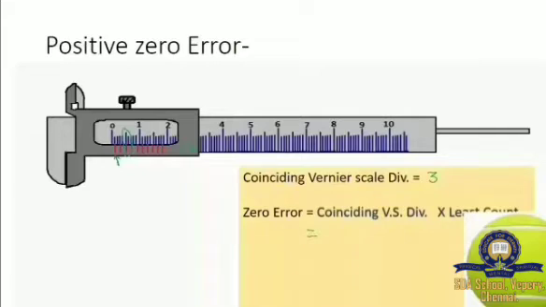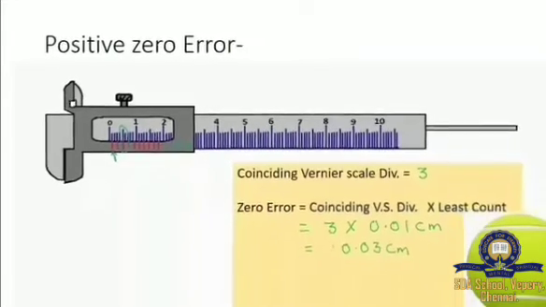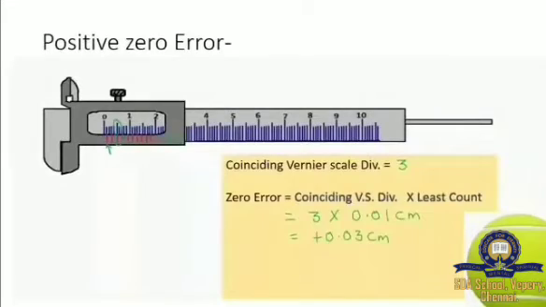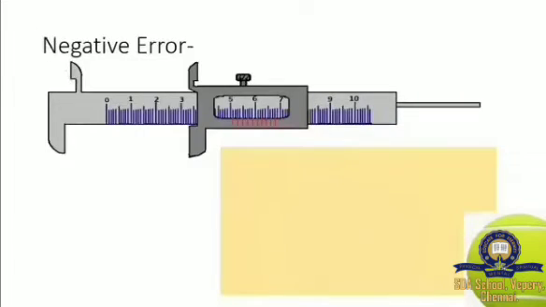Now to find zero error, multiply this coinciding division by the least count. So 3 times the least count of the vernier scale, which is 0.01 centimeter, which we found in the last video, gives 0.03 centimeter. It's a positive error, so we have to put a plus sign before the number. If it is positive zero error, we put a positive sign before the number. So plus 0.03 centimeter is the zero error of this vernier caliper.